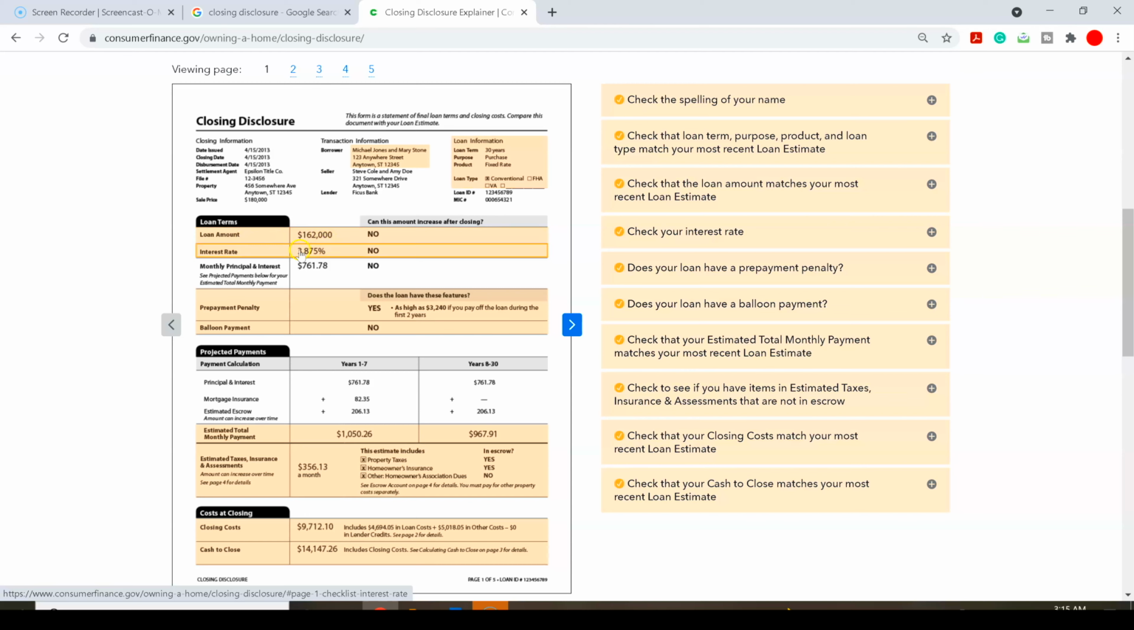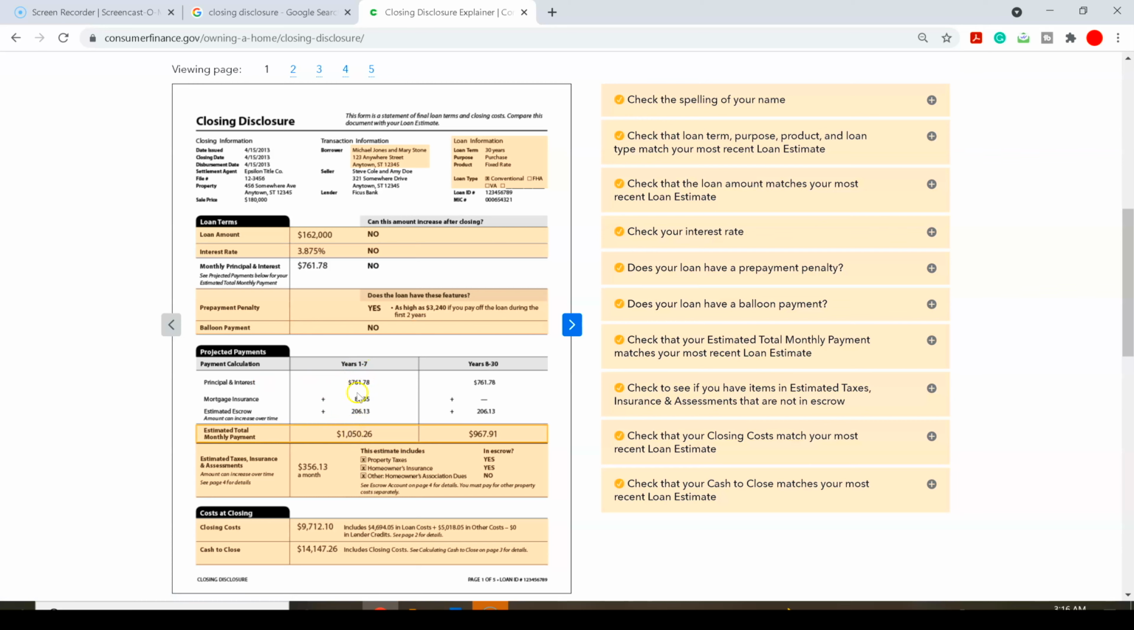This is going to be your loan amount, your interest rate, and your monthly principal and interest. The principal is basically the money that you are borrowing. The interest is the cost at which you are borrowing it. Again, this is a little bit similar to the loan estimate, but if there are any negative features, they're going to be right here. This is your payment calculation for the term of your loan.